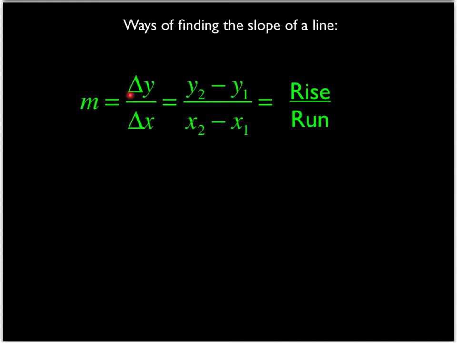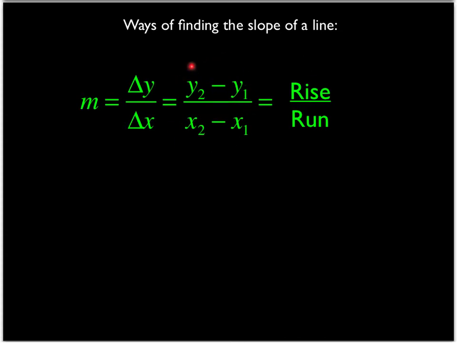Then here's our delta again. We've talked about this a little bit. The Greek letter delta means change in. So we would read this definition as the change in y over the change in x: the vertical change first in the numerator, the horizontal change in the denominator.